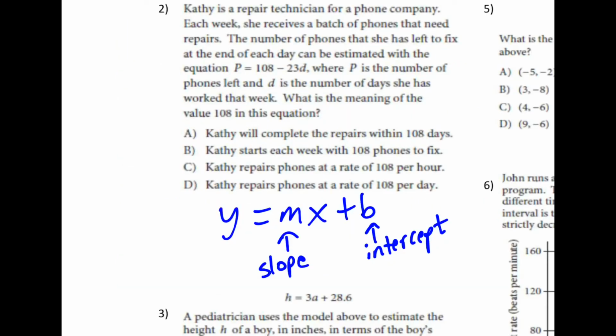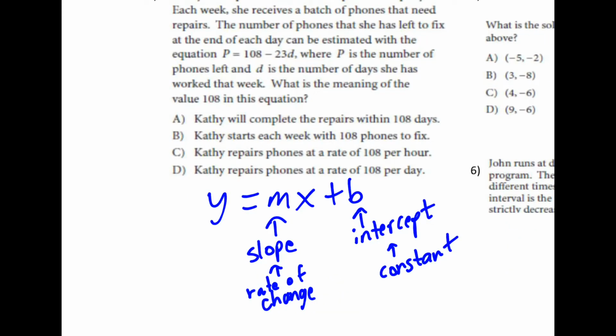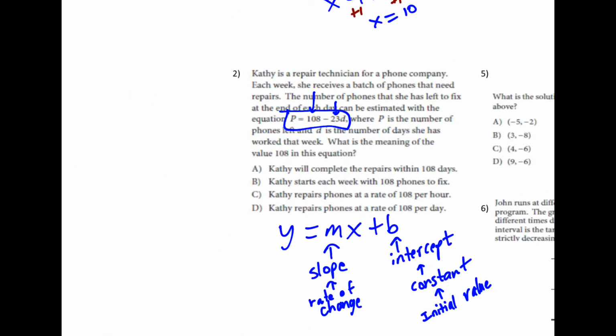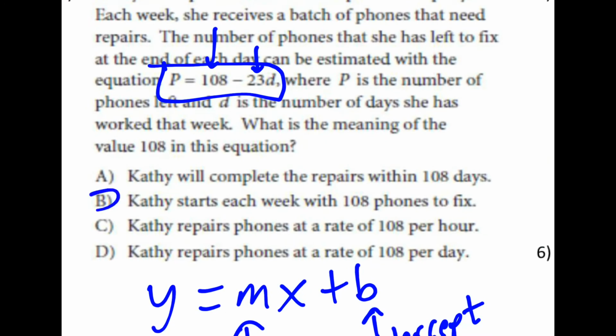We'll think about a traditional y equals mx plus b equation. M is our slope and b is our intercept. But what does that actually mean? The slope is the rate of change, and this other number is a constant value or a starting value, sometimes called an initial value. If we look at this equation here, there's a number that changes once we plug in d, that's 23, and there's a number that is a constant, that's our initial or starting value. So the 108 means b, how many phones we start out with each week.